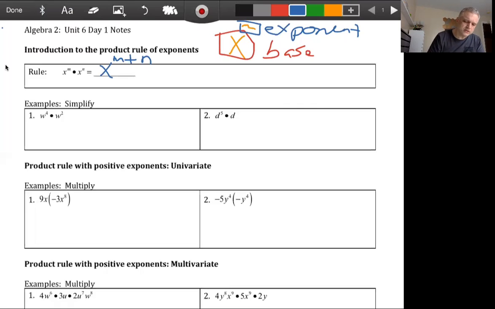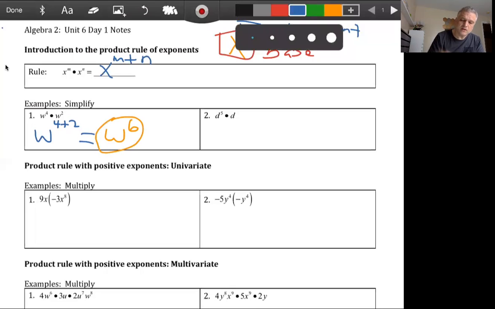So let's see. So w to the fourth power times w squared, or w to the second power, will equal w to the power of, okay, look at our rule, that would be 4 plus 2. And then all you have to do is add 4 and 2. So your answer is w to the sixth power. Okay, easy peasy, right?